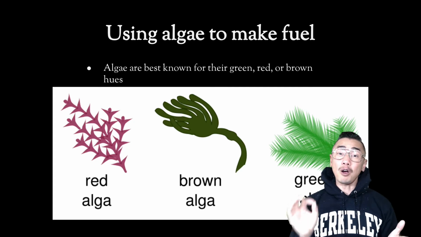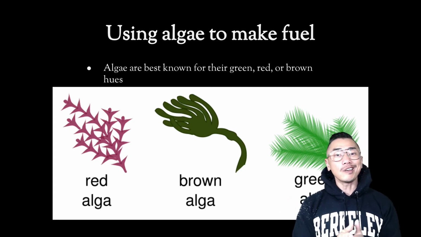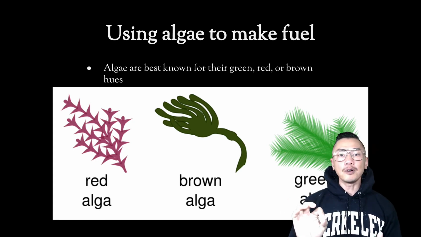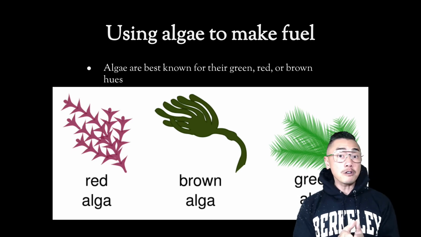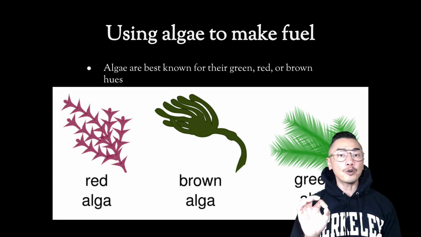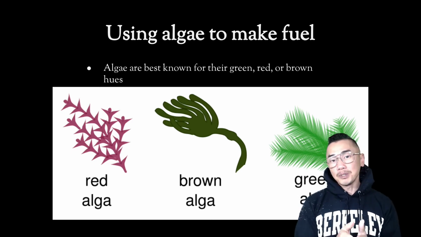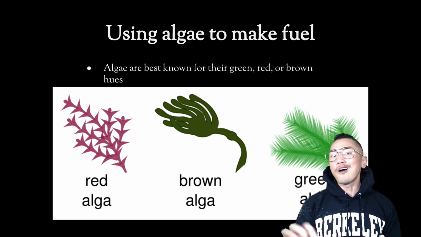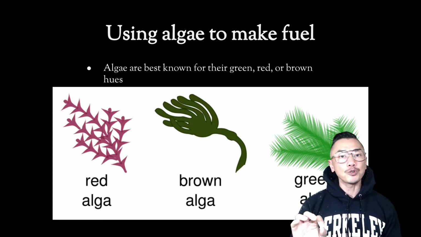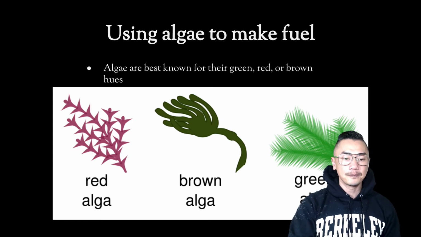Algae technically are not plants. They're a type of simpler organisms called protists. Algae are known for their green, red, or brown hues. We believe that green algae are the ancestors of true and modern plants.